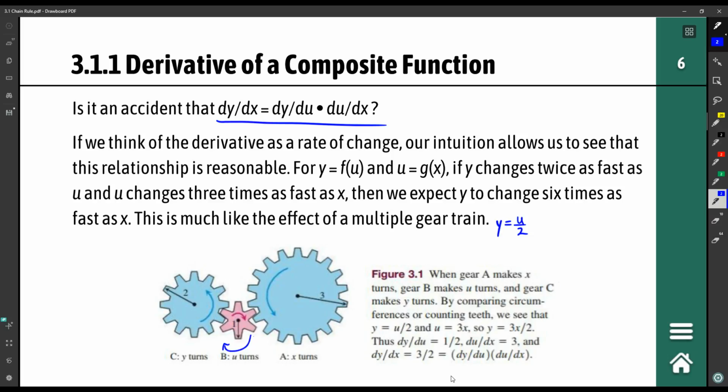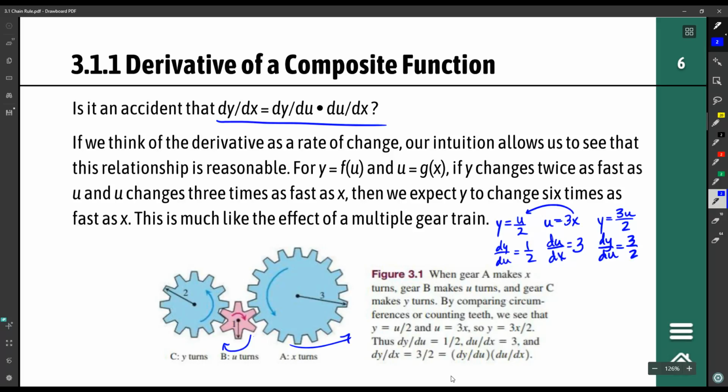The little gear, u, is going to make 3 times as many turns as the big gear, x, because x is going to have to spin 1 time, and that will spin u 3 times. So we have 3x there. So if we use substitution, then 3x can be put in for u in the first equation, and we have y is equal to 3x over 2. But if we look at their rates of change, dy/du is equal to 1/2, and du/dx is equal to 3. But what's dy/dx?